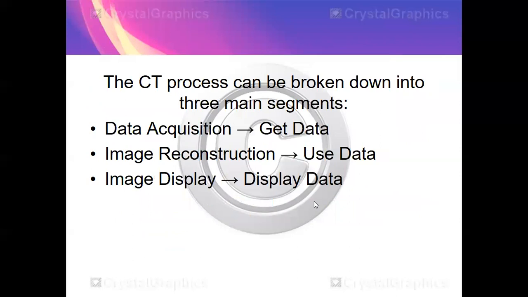So the CT process can be broken down into three main segments. So data acquisition, from the name itself, we acquire data, we get data. Then after we acquire the data from the patient, the image will be reconstructed. So of course, you can reconstruct the image using the data that you have collected. Then it will be displayed on the monitor. So yan ang pinaka-simplified na explanation ng CT process.